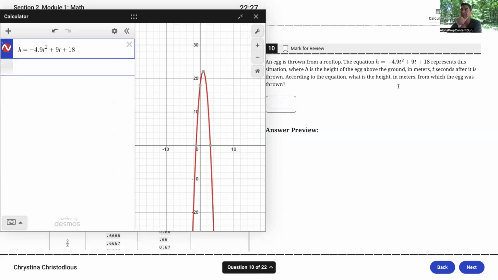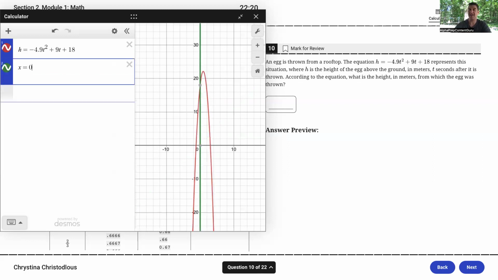And the question is saying the height of the egg off the ground in meters t seconds after it's thrown. According to the equation, what's the height in meters from which the egg was thrown? That means that's when t equals 0, and the x value equals 0. So the idea is that when x is 0, y is 18. When t is 0, it wasn't thrown yet. The height is 18. The answer to this question is 18 meters above the ground, 0 seconds in.